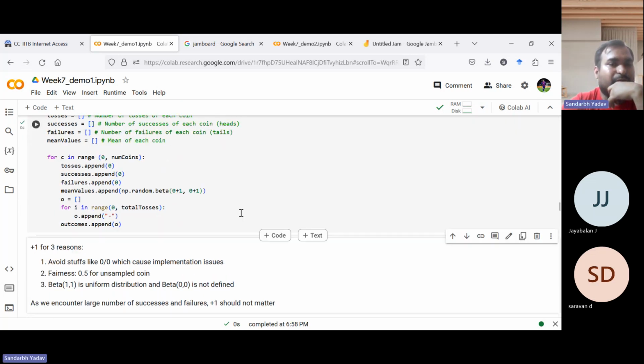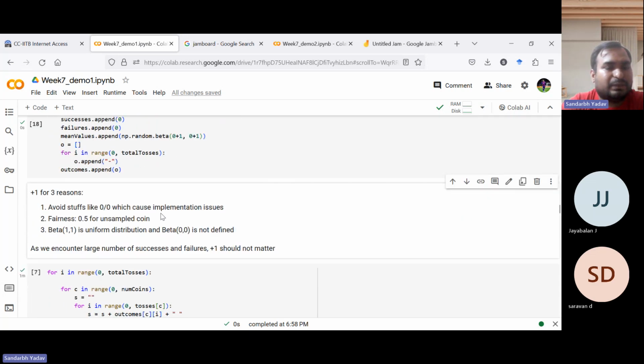So you remember here we are having these mean values from this beta distribution. And I mentioned in the slides also that if you have both the parameters of beta as one, then it will be a uniform distribution. So you could have used uniform distribution here also, but since we are using beta, we have used the parameters which basically make it uniform.